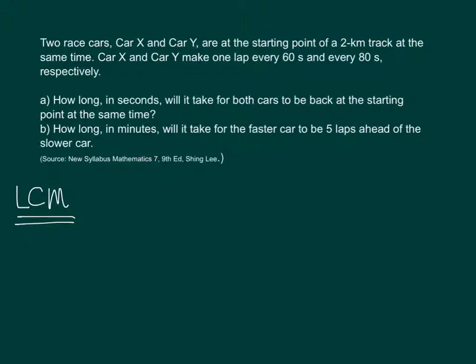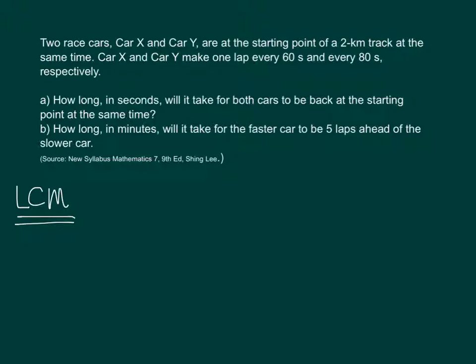Car X and car Y make one lap every 60 seconds and every 80 seconds respectively. How long in seconds will it take for both cars to be back at the starting point at the same time? And how long in minutes will it take for the faster car to be 5 laps ahead of the slower car? Okay, so like in any problem, we need to understand what's happening in the problem.